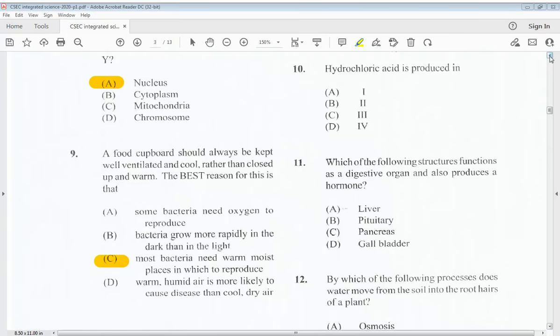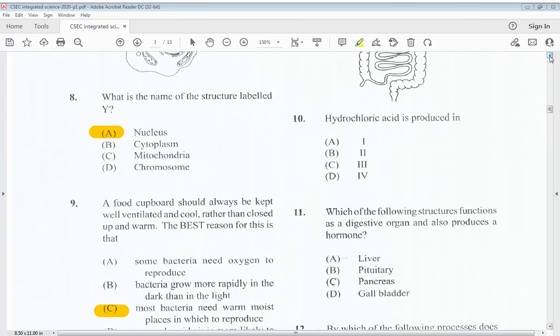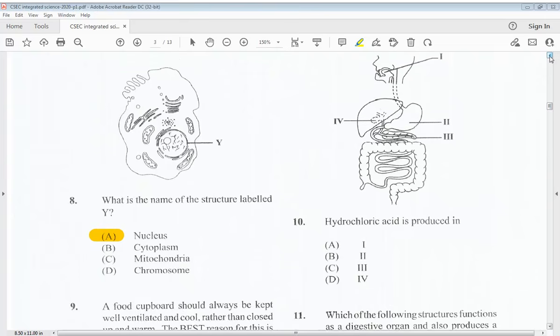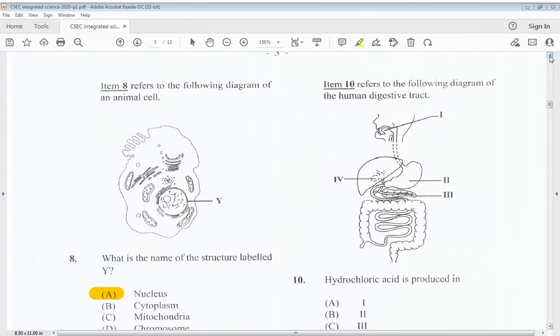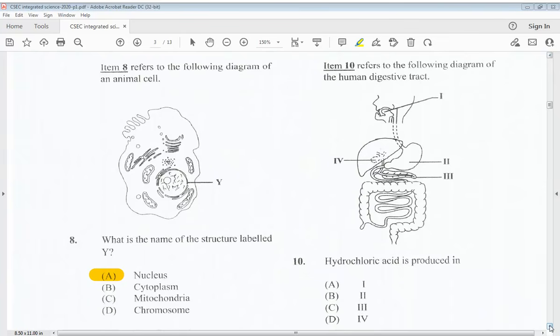Let's go to number 10. And you can always replay the videos. Here we have the diagram of a human digestive tract. They ask us, hydrochloric acid is produced in which part? We know it is B.